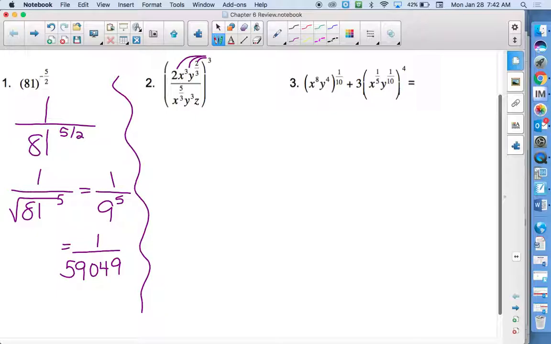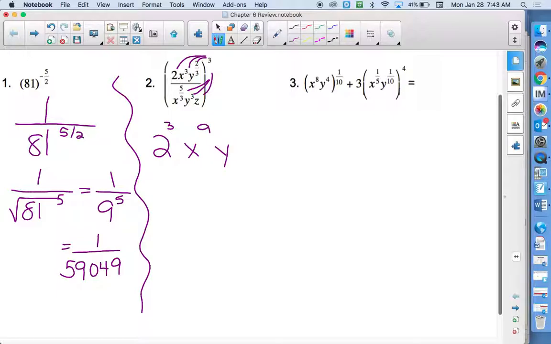So every single value has to be affected by that power of 3 on the top, and then also it has to go to all the pieces of the bottom as well. So whatever's in parentheses, that 3 needs to affect each piece. So it would be 2 cubed. Melanie, it was x cubed, and then we're distributing that 3 through, so it becomes x to the 9th.